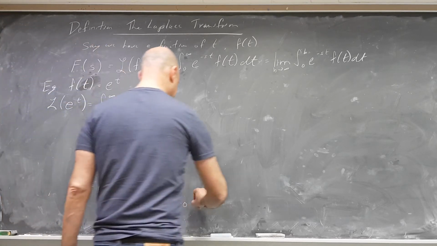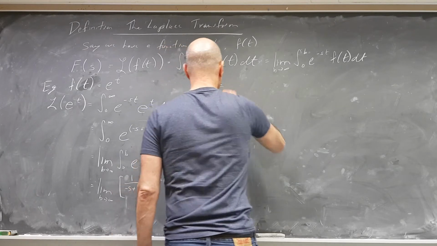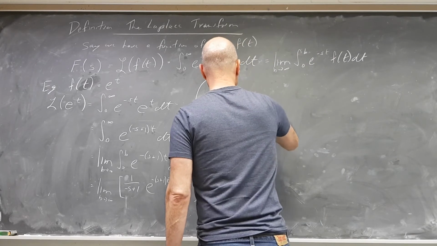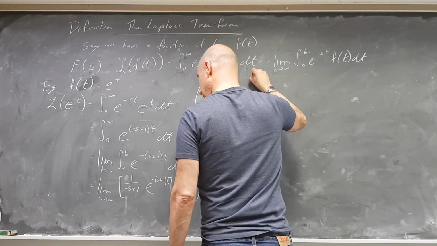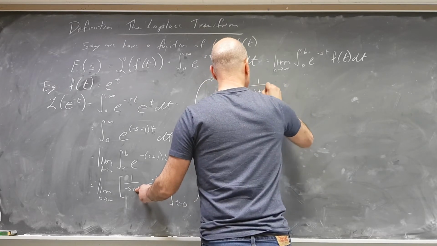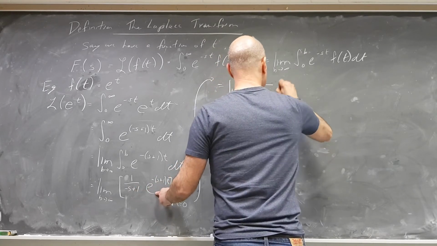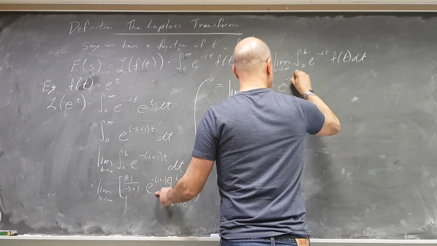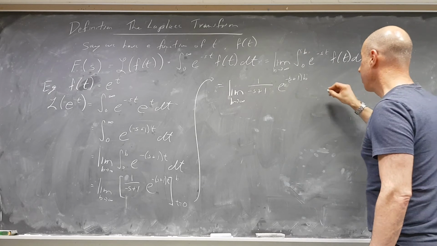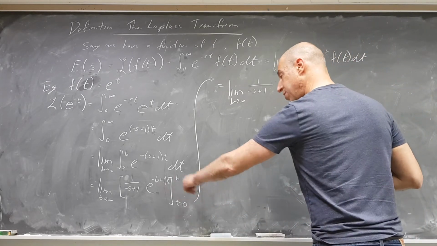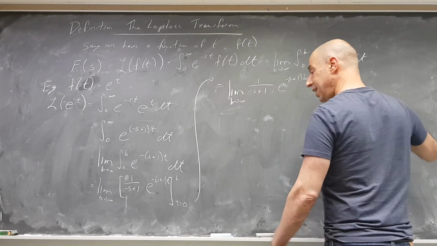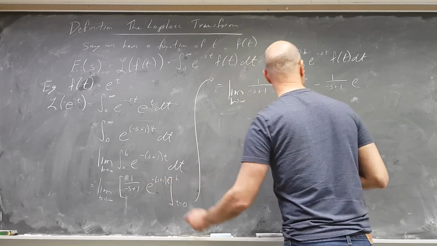And let's continue that over here. So it equals the limit as b goes to infinity. If I plug the b in, I end up with 1 over minus s plus 1 times e to the minus s plus 1, and we're going to put b in for t. Minus, if I plug 0 in for t, 1 over negative s plus 1, e to the minus s plus 1, but really who cares, times 0, so e to the 0.